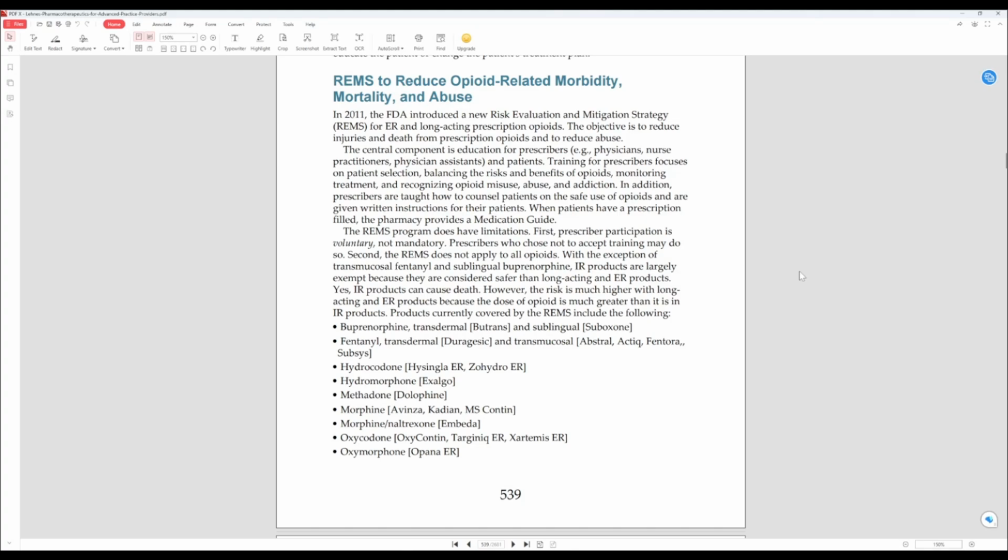Training for prescribers focuses on patient selection, balancing the risk and benefit of opioids, monitoring treatment, and recognizing opioid misuse, abuse, and addiction. In addition, prescribers are taught how to counsel patients on the safe use of opioids and are given written instructions for their patients. When patients have a prescription filled, the pharmacy provides a medication guide.